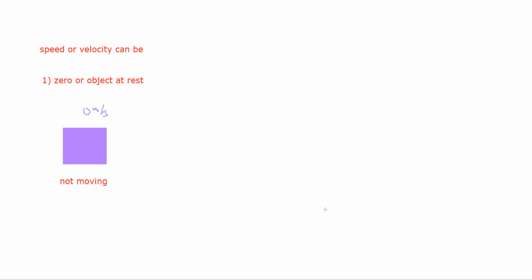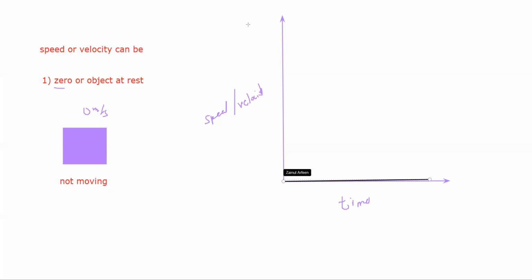If I sketch a graph with time on the x-axis and speed or velocity on the y-axis, this object's speed is 0, or the object is at rest. So what will be the shape of the graph? It will be a straight horizontal line on the origin. Is it clear?